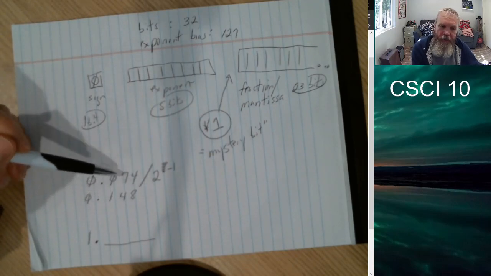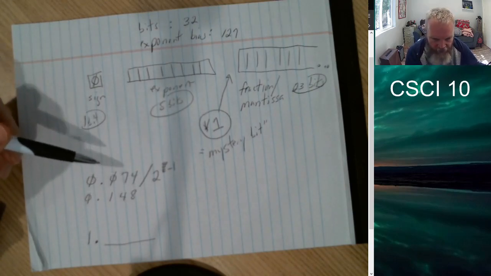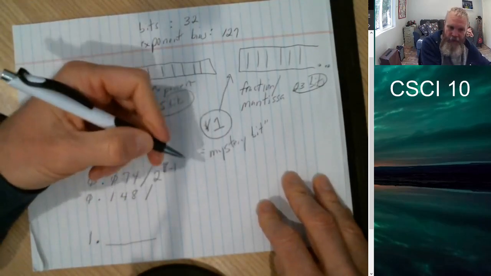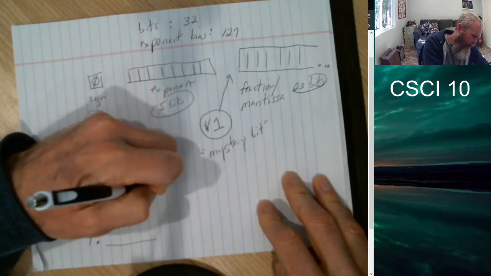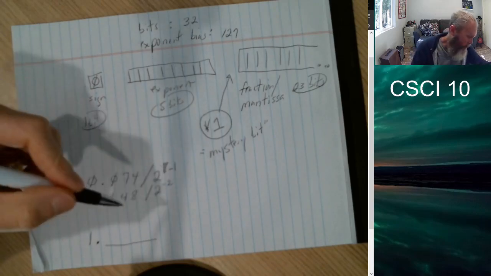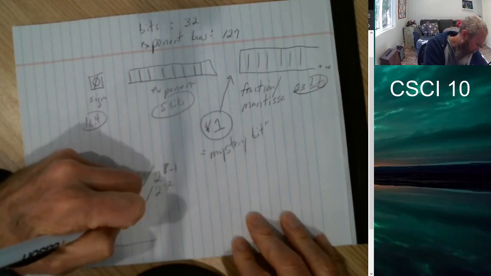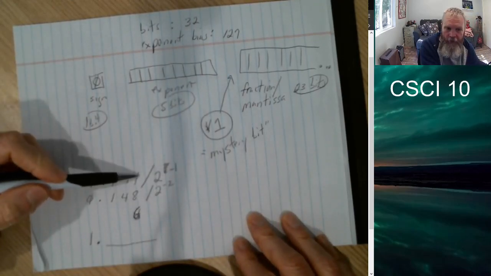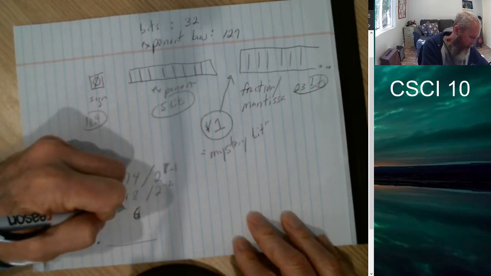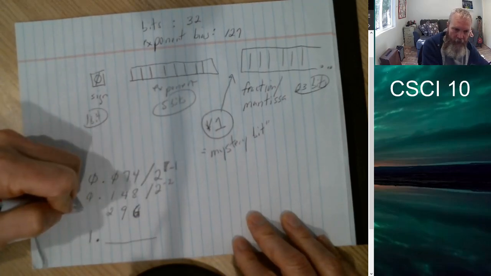But is this going to work out the way I want it? Did I do this right? 0.148? Yeah, I did do that right. Okay. So 2 to the negative first didn't work. What about 2 to the negative second, which is the same thing as times 4. So if we do it times 4, we get 0.296. So that's not quite there yet.